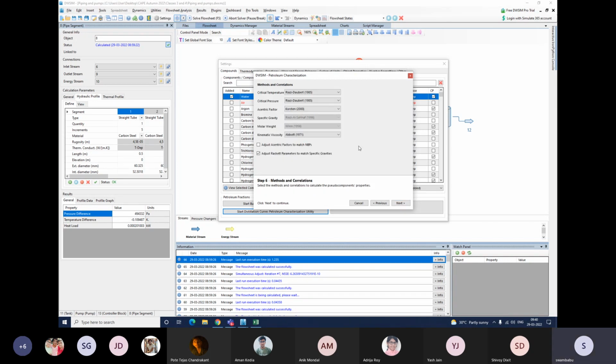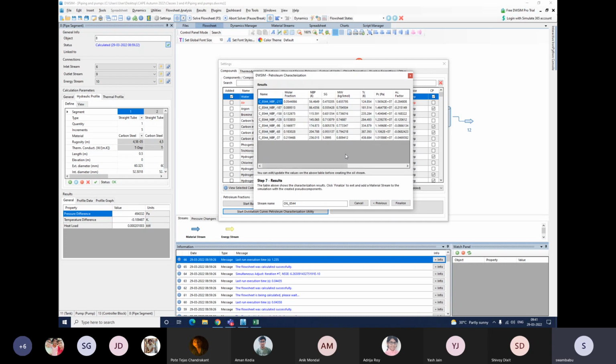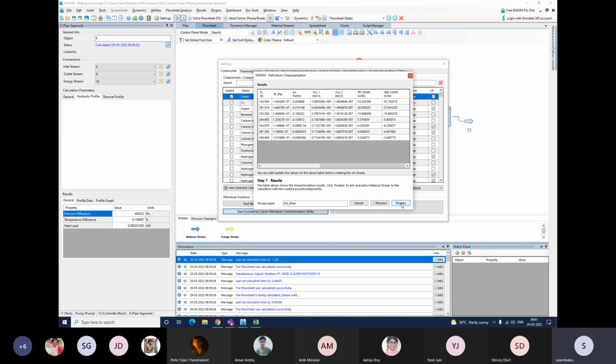Now, what are the methods we can use for the correlations? These are the default and standard correlations we can use. It will give us all the properties: TC value, PC value, AC factor. For all the individual 7 cuts we have defined, it gives all the properties, viscosities, critical pressure, critical temperature. All these things we can have. Then you can say finalize it.